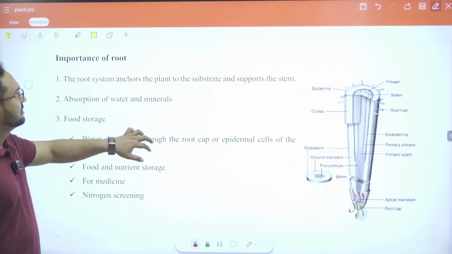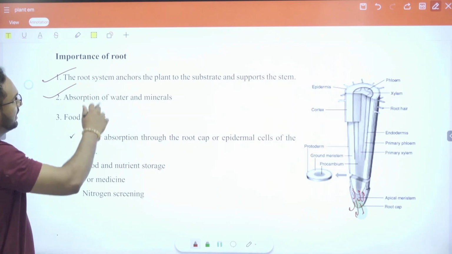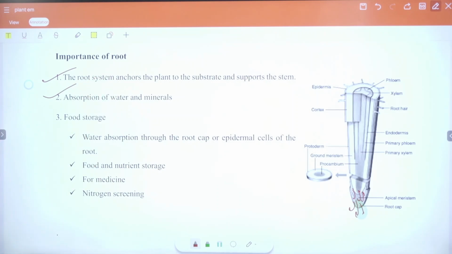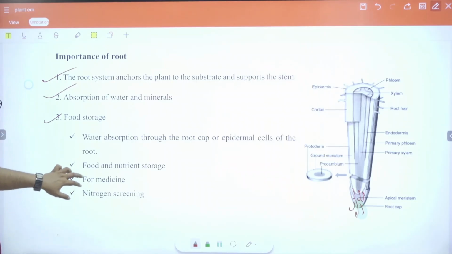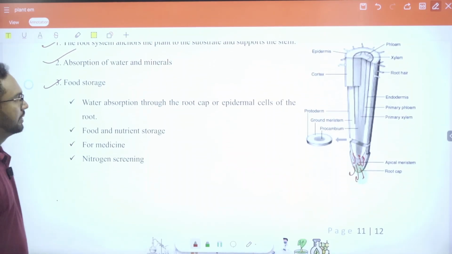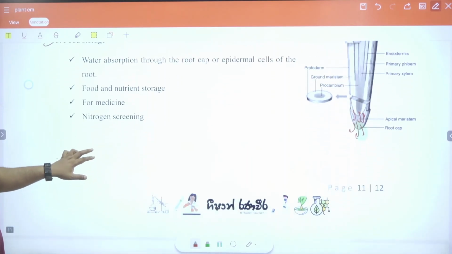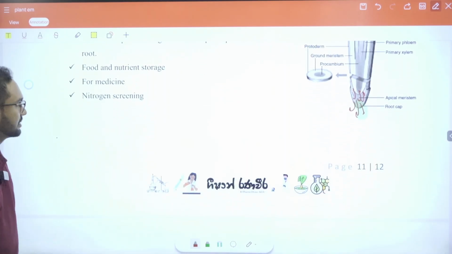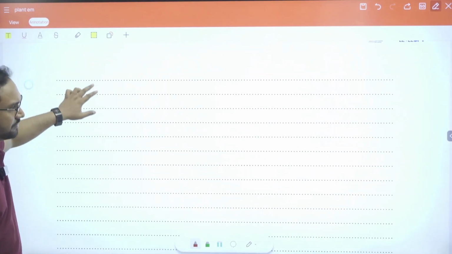The root system anchors the plant to the substrate and supports the stem. Absorption of water and minerals and the food storage are the importance, right? ඒවත් මතක තියාගන්න ඕනේ. ඒ කියන්නේ plant එක ground එකට anchor කරනවා, ඊට පස්සේ absorption of water and minerals and the food storage. Water absorption through the root cap or epidermis cells of the root, and the food and nutrient storage, and for medicines, and also nitrogen fixation කරනවා legume plants වල. That's it.